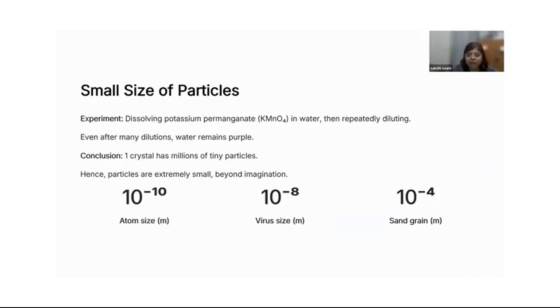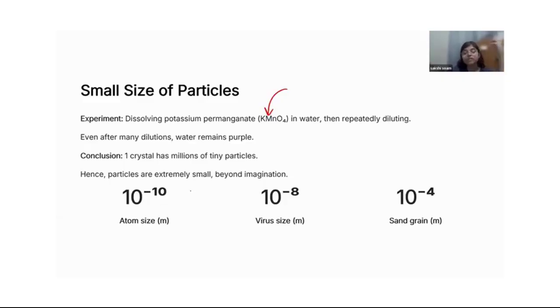Next is the small size of particles. Particles are very, very, very small. Like in the experiment of dissolving potassium permanganate in water. Even if you take a very little bit of potassium permanganate and dissolve it in water, it gives a bright purple color. Now you keep on diluting it. It will change from purple to pink. But after many dilutions, the water still remains purplish pink. What does it mean? That one crystal has many, many tiny particles. You can do this experiment in your school laboratory.